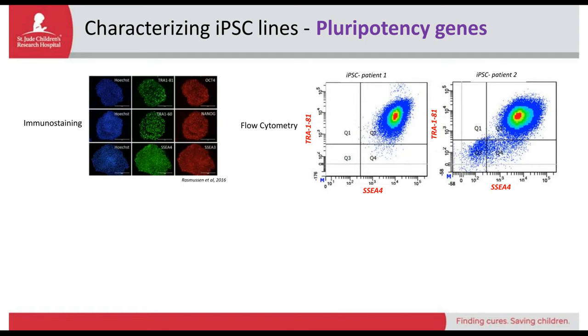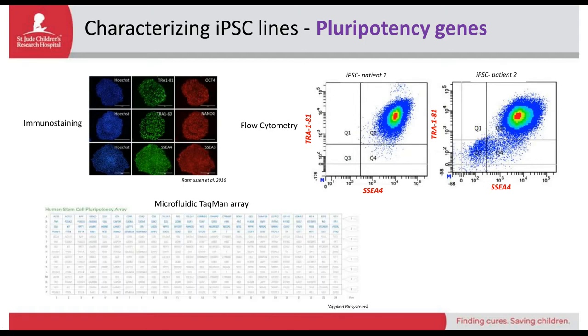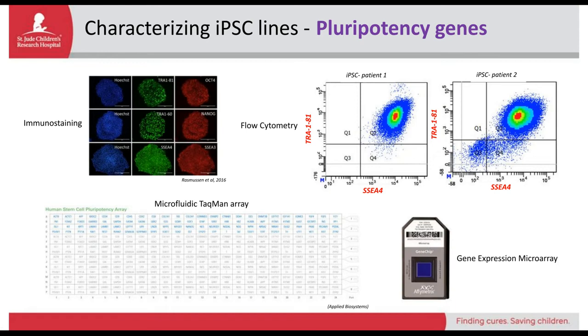For an even deeper analysis, you could analyze your cells on a microfluidic array loaded with TaqMan probes, such as this one, which will look at the expression of several genes associated with pluripotency and differentiation. And one could do a similar assay on a gene expression microarray, such as this one from Affymetrix.